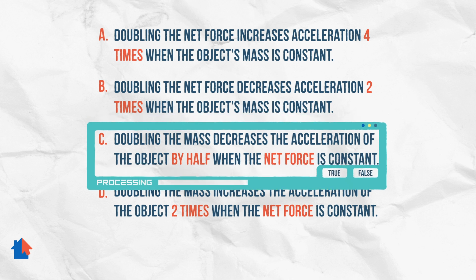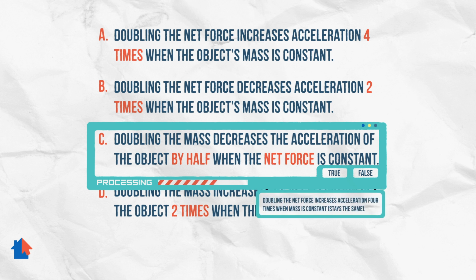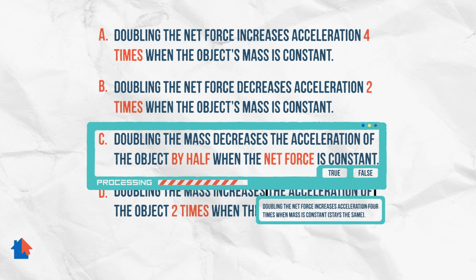C says that doubling the mass decreases acceleration of an object by half when net force is constant. Let's check to see if it's true. The table shows that when the mass is doubled from 2 to 4 and the net force stays constant, the acceleration decreases by half. This answer is correct. We'll still test statement D to make sure that C is the best answer.